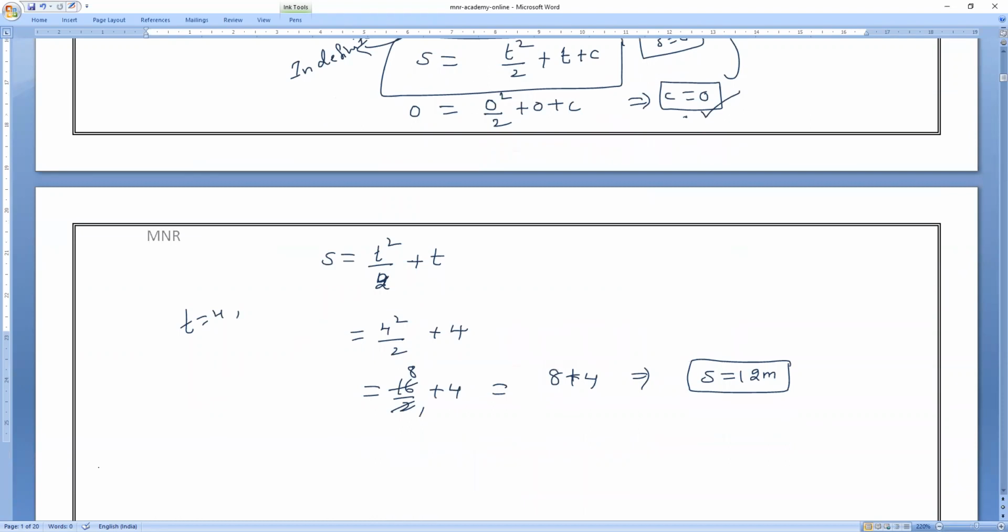Next question. V is equal to 2t. V is equal to 2t. Find displacement S.